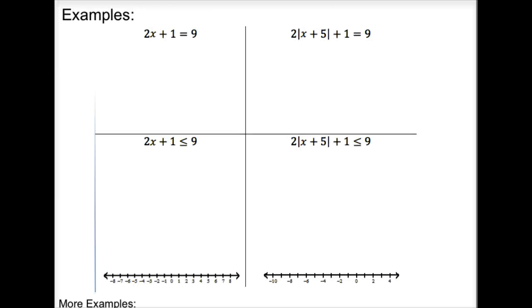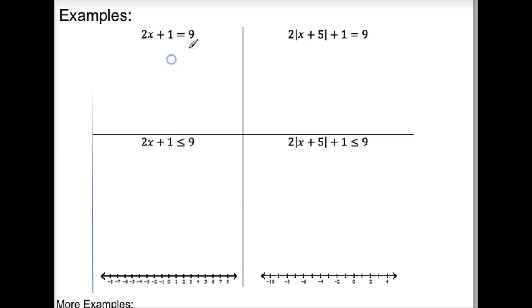So let's look at some examples. We're going to start with our basics. So how would we solve this simple two-step equation? We would minus 1 on both sides. 2x is equal to 8. Then I will divide by 2 on both sides. X would be equal to 4. That's just a regular equation. What about if I have something like this?